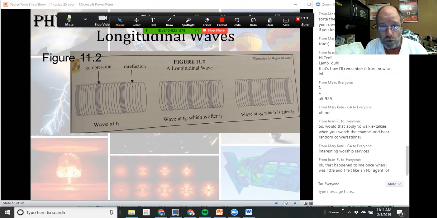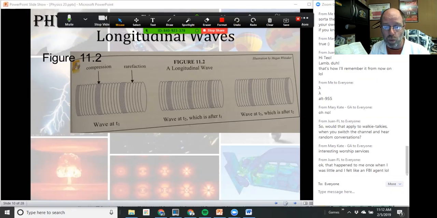Now, longitudinal waves, the language is a little different. Again, this is figure 11.2 straight out of your book. A longitudinal wave, you've got these compressions. When you create a compression, the compression moves across the wave. And so they're trying to illustrate that with these three pictures.